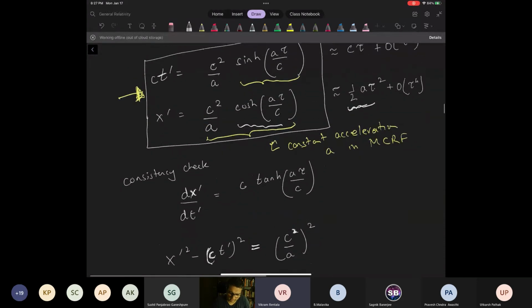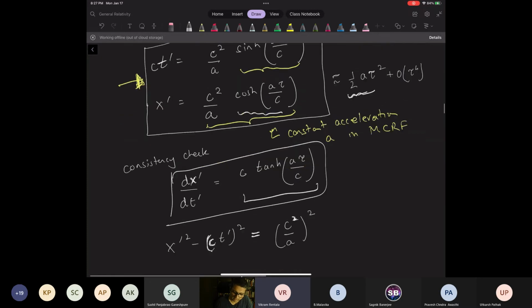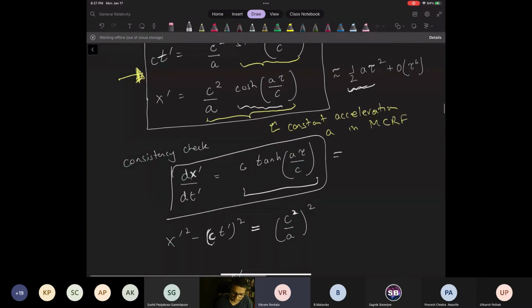Okay, and let's just do a quick consistency check on this expression. So if you take dx prime by dt prime, dx prime will give you sine hyperbolic, dt prime will give you cos hyperbolic, the ratio will give you tan hyperbolic. And as we've seen, tan hyperbolic a tau by c is exactly what we call the velocity in frame s prime.